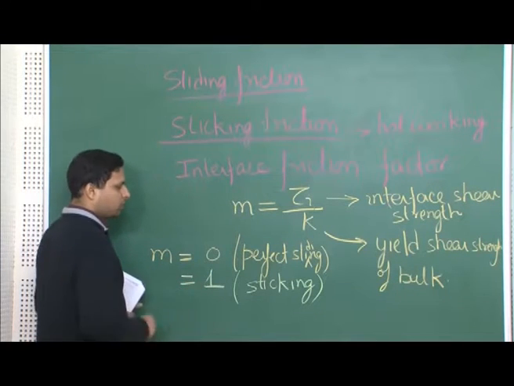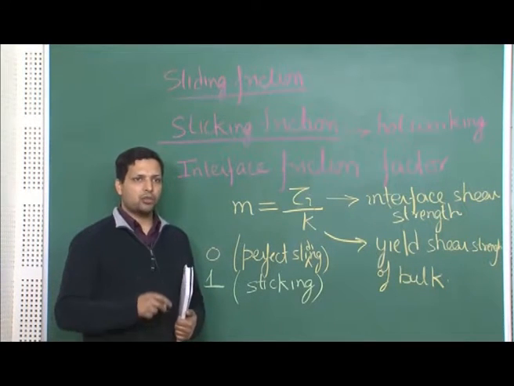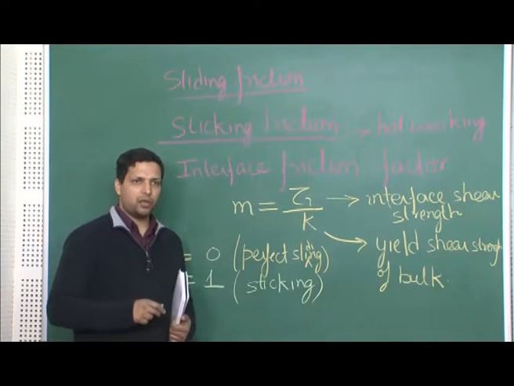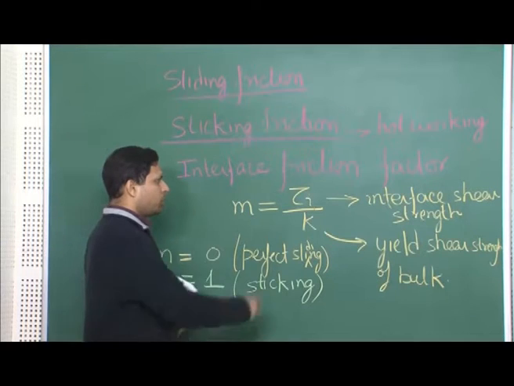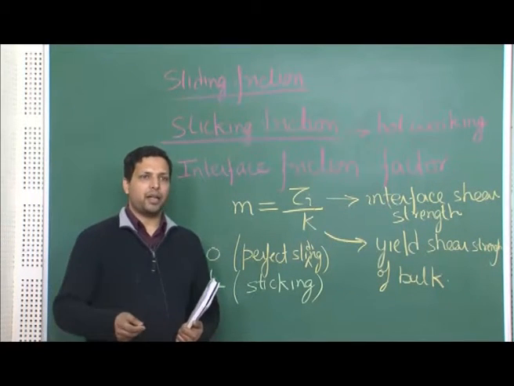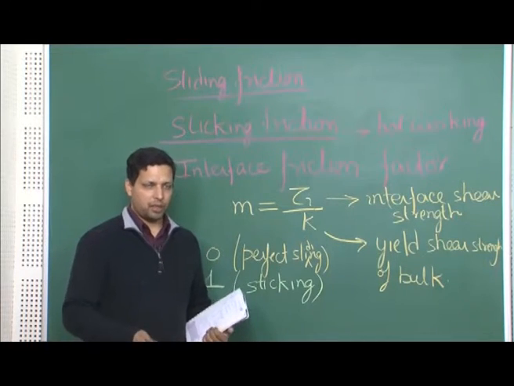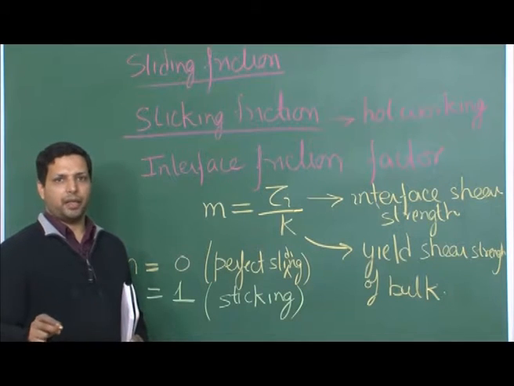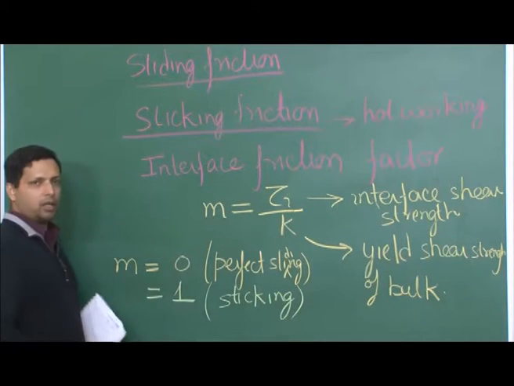The other extreme is 1, when it starts to stick. So, if the interface shear strength or stress at the interface increases to the point that it reaches the yield shear strength, then it cannot slide anymore. It will start to deform the material, and in that condition it will stick. There will be no more sliding. So, that is the range for m.